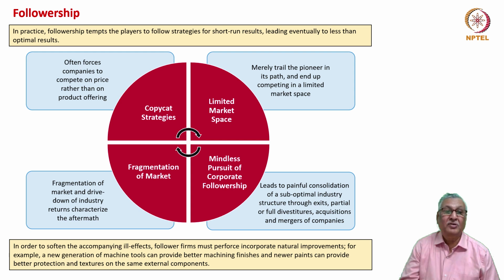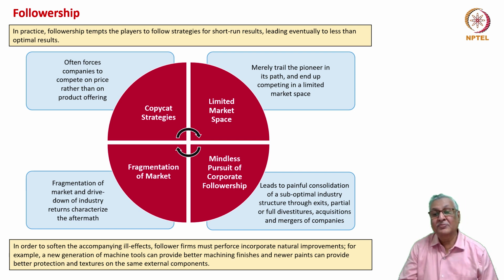In practice, however, followership tempts the players to follow strategies for short-term results, and it leads eventually to less than optimal results. Not every follower tries to incorporate the best possible improvements within the space available. So fundamentally, everybody tries to do copycat. Companies try to compete on price rather than on the product offering. Secondly, they look for only limited market space. They merely trail the pioneer on its path and end up competing in a limited market space, including the innovator's market space.